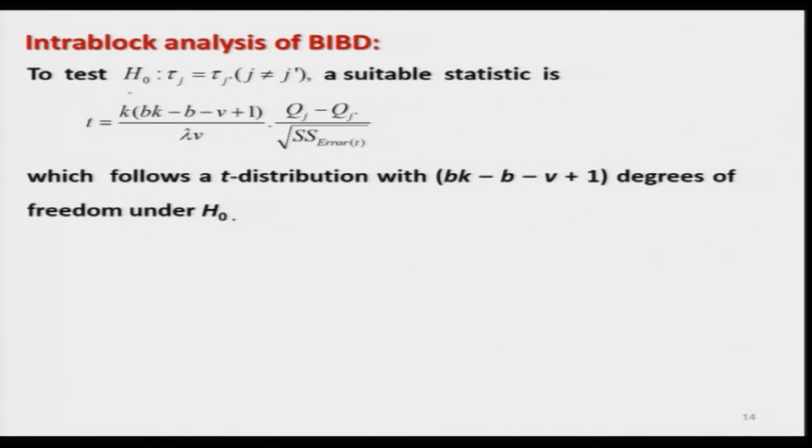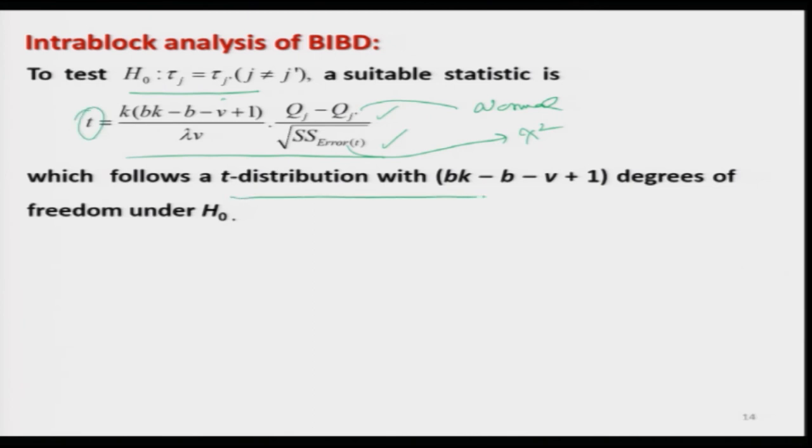So, now to test H naught, in the case of this analysis of variance, a suitable statistic can be derived exactly in the same way. This will come out to be t is equal to k into bk minus b minus v plus 1 divided by lambda v, into Qj minus Qj prime divided by square root of SS error t. You can see that this Qj is something like a normal distribution, and SS error t is something like a chi square. So, all the conditions of the t distribution are fulfilled here, and this t statistic follows a t distribution with bk minus b minus v plus 1 degrees of freedom under H naught.